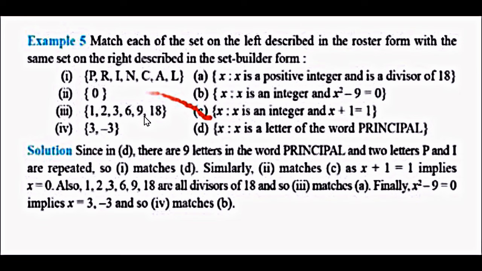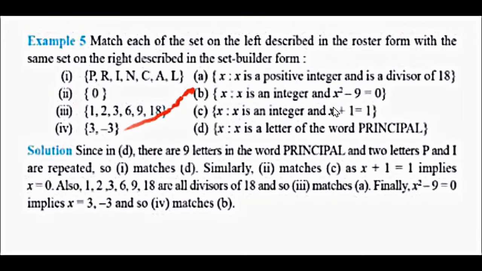Second matches with C: 1, 2, 3, 6, 9, 18. We are looking at the third. These are the numbers, as we can see, that all divide 18, and they are all positive. So we can write it: x is such that x is a positive integer and is a divisor of 18. So this is correct. We can match this. Next, 3 comma minus 3. And as we see, this is b: x is such that x is an integer and x square minus 9 is equal to 0. So this is correct.